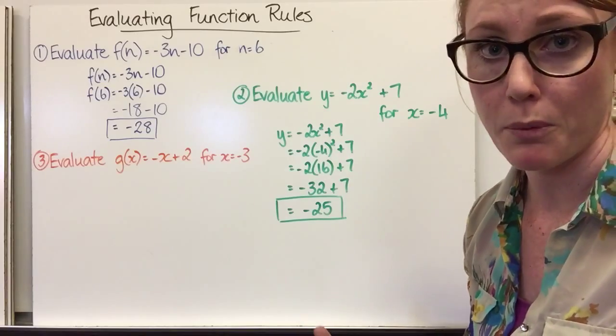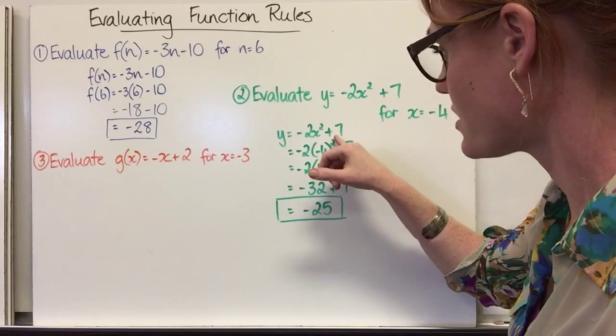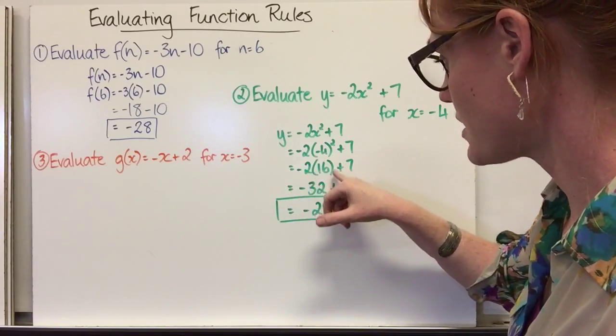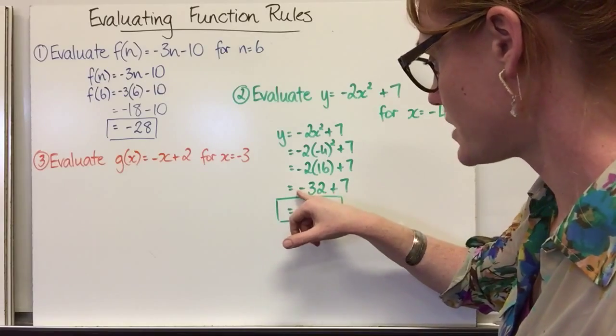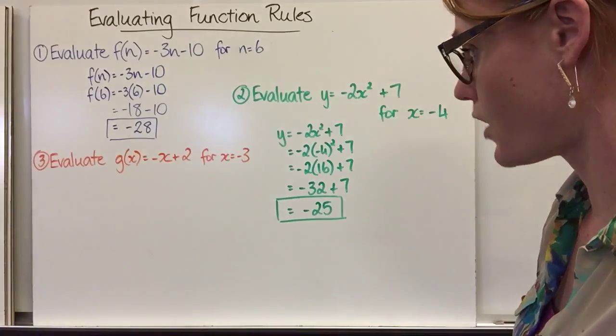Using our order of operations, we're going to do the parentheses and the exponent first. So -4 squared is 16. So -2 times 16 plus 7 equals -32 plus 7, which equals -25.